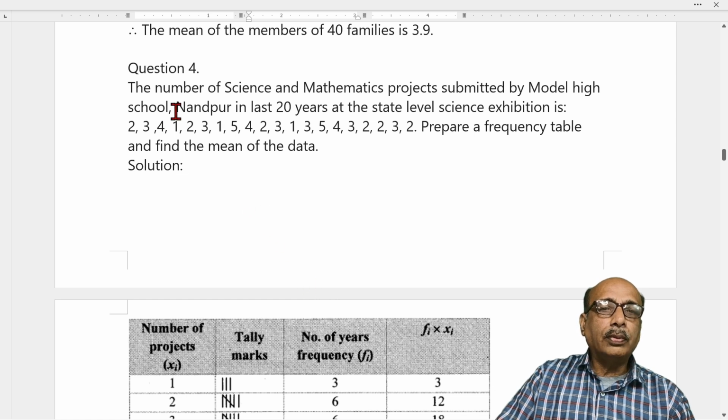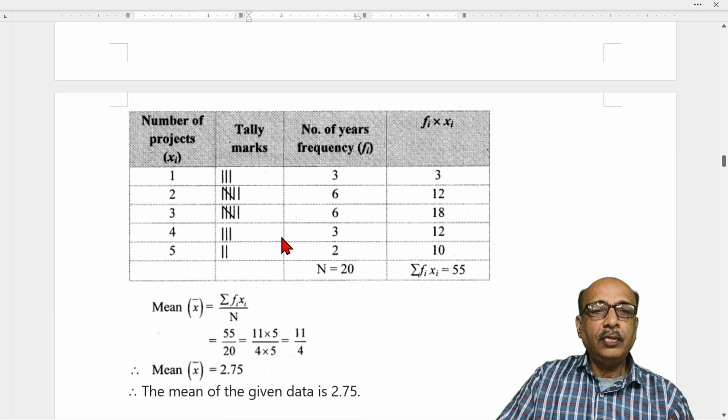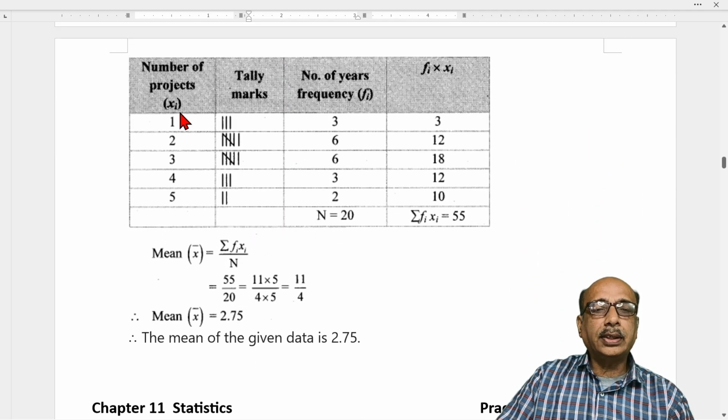Question 4. The number of science and mathematics projects submitted by Model High School, Nandpur in the last 20 years at the state level science exhibition is given. Data is given. Prepare a frequency table and find the mean of the data. Which is the least number here? 1. Maximum 5. So number of projects xi is given. So minimum 1, maximum 5, write in increasing order.